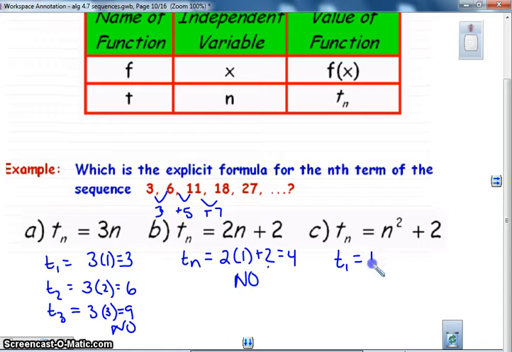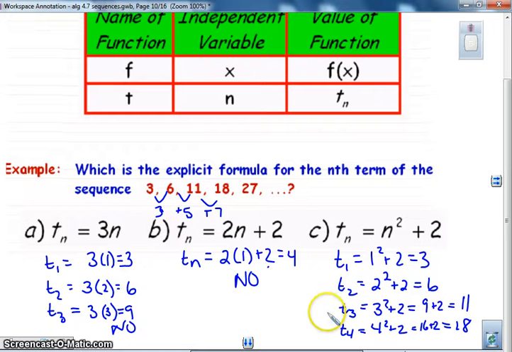T sub 1 gives us 1 squared plus 2. 1 squared is 1, plus 2. That works. Term 2, we're going to fill it in. We're going to put in 2 squared plus 2. 4 plus 2 gives us 6. What I would like you to do is check term 3 and term 4 and see if you think this is the one that's going to work. Pause the video and show that work right now, substituting in. You should now see term 3 and term 4. Hopefully you have the same thing.